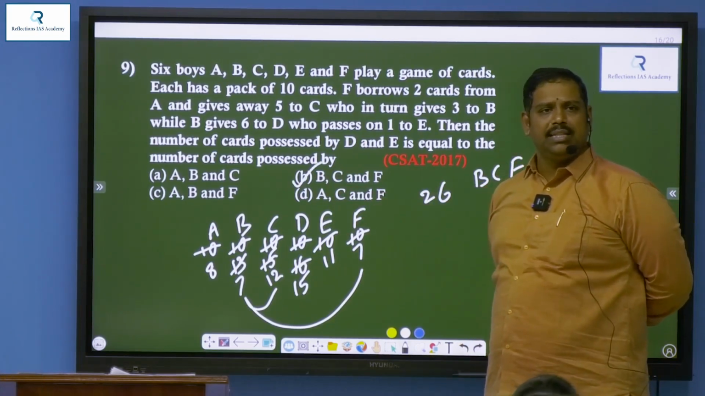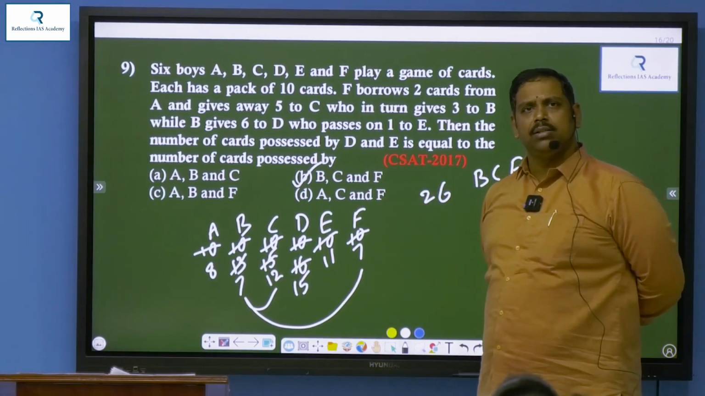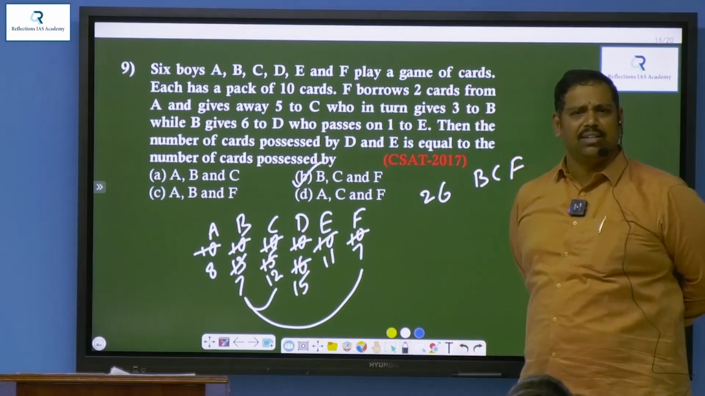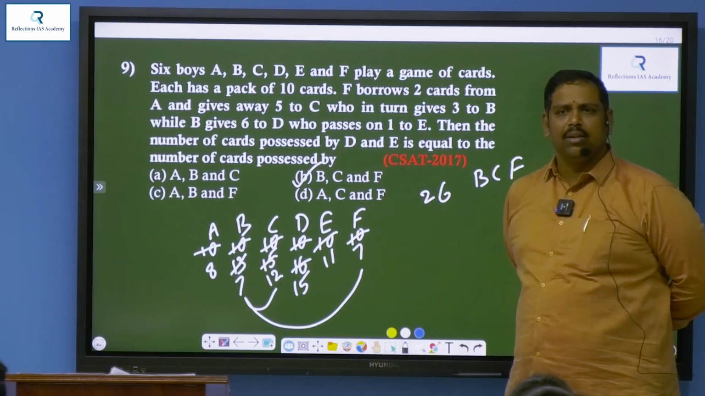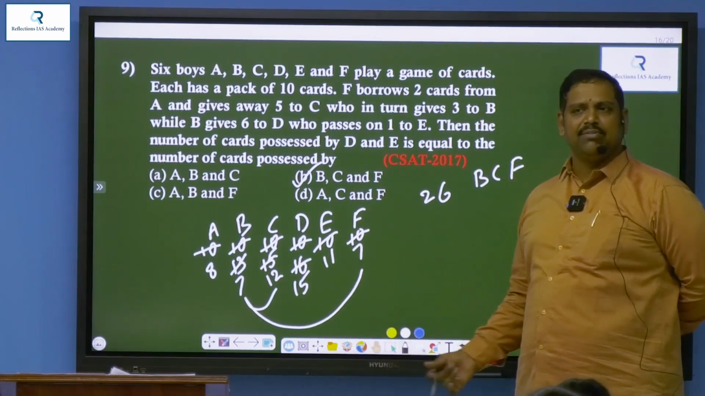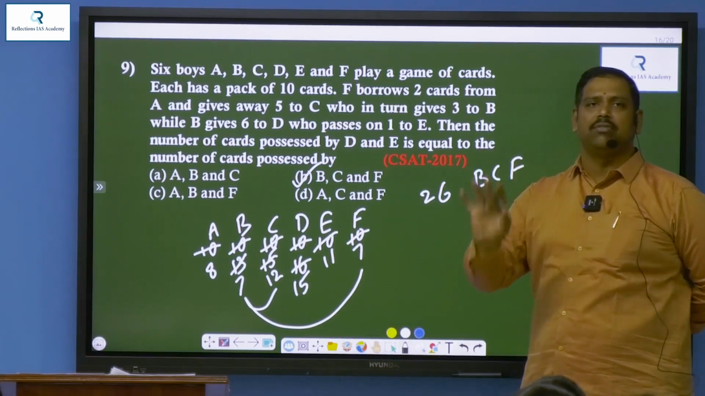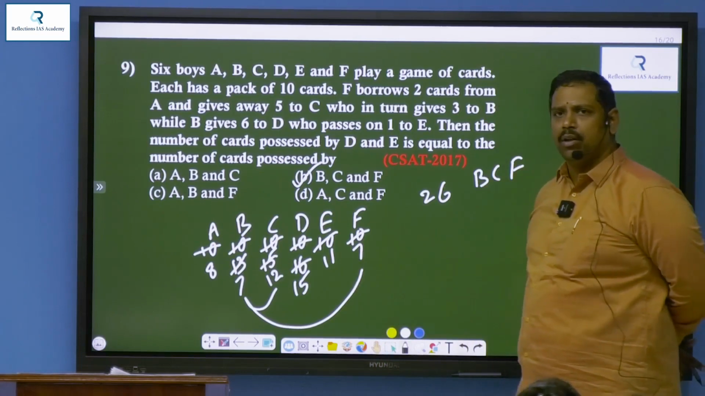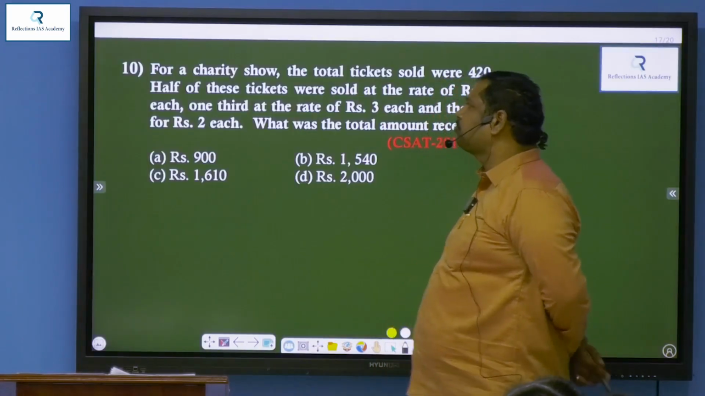Got it? Is it a serious question or a simple question? Simple question. Now tell me, does this come under number system or permutations or simple equations? Simple equations. The previous one comes under simple equations. That's why I am mixing number system and simple equations. Okay, good. Can I go to the next one? With patience only we have to work it out.